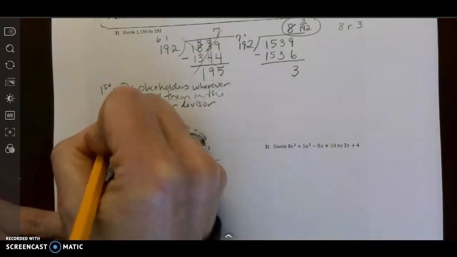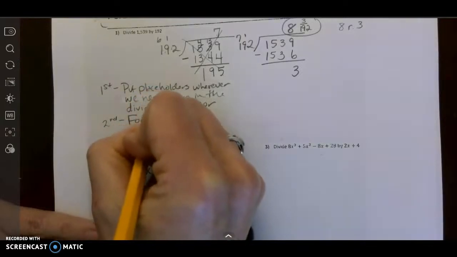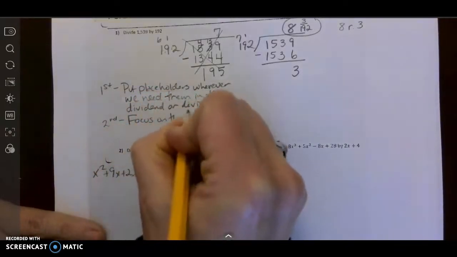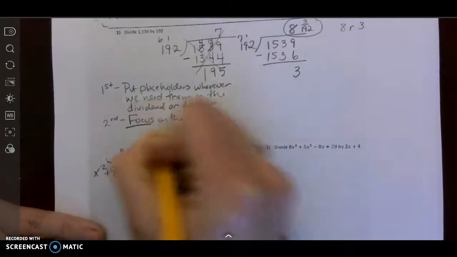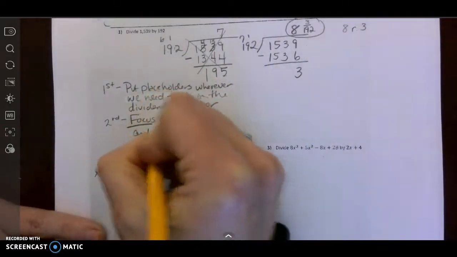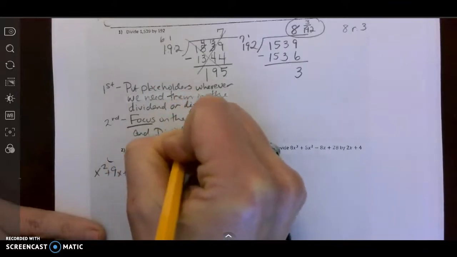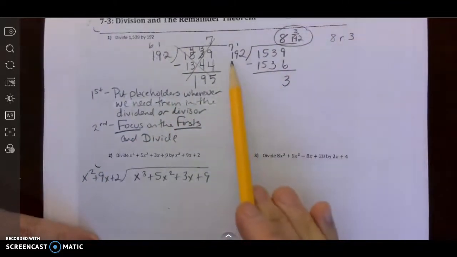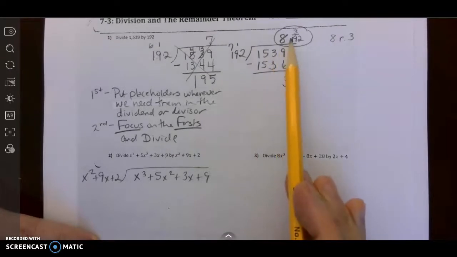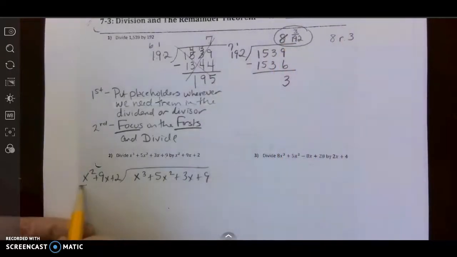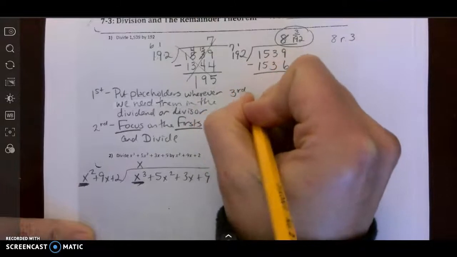My second step is to focus on the first. I'm going to call them the firsts. You'll see what I mean. And divide. Just like I said, well, how many times does 192 go into this number? And I put something up here. I'm going to focus on the first in each one and say, what's x cubed divided by x squared? That's simply x.